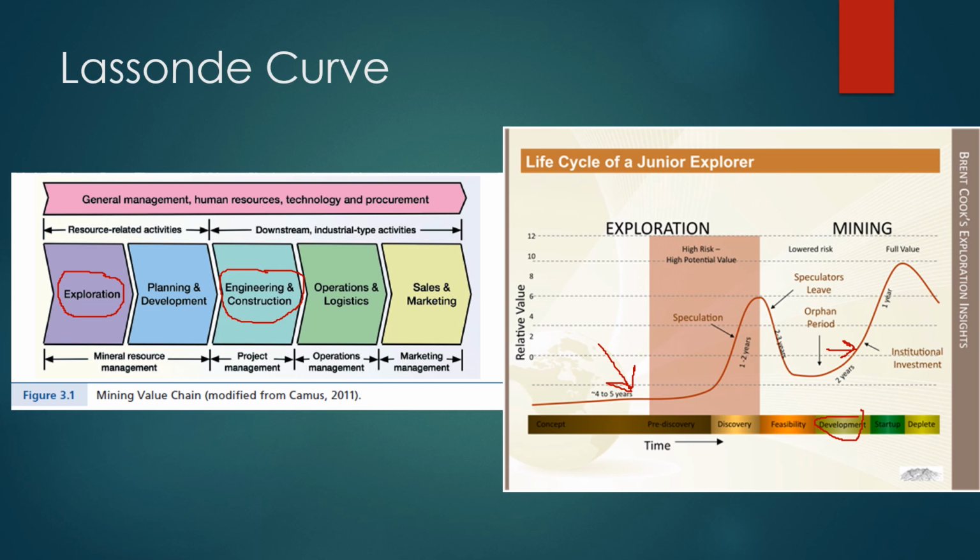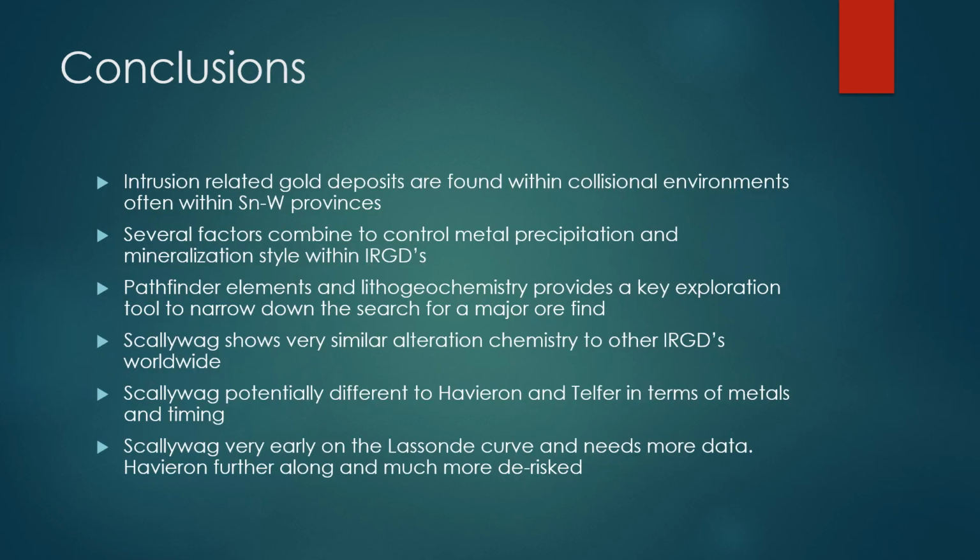Now, based on what I've explained today, that brings me to the end of the presentation. Here are the conclusions. You can spend some time reading it. The key things that I want to point out is that the pathfinder elements and lithogeochemistry can provide a key exploration tool to narrow down the search for a major ore find, much like what we see at Malartic.